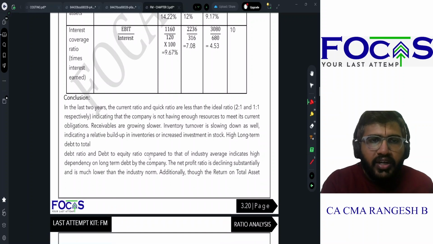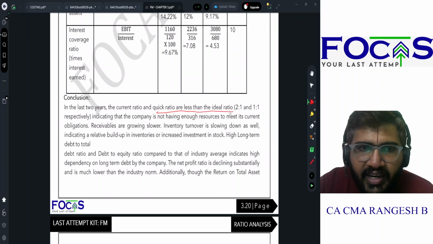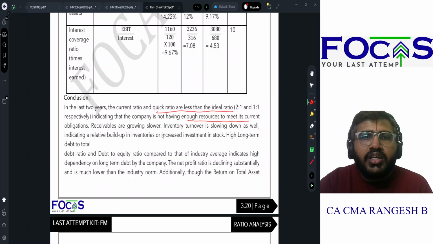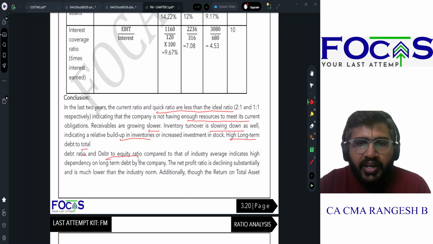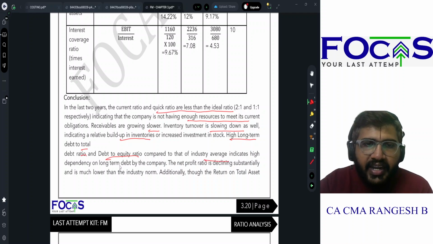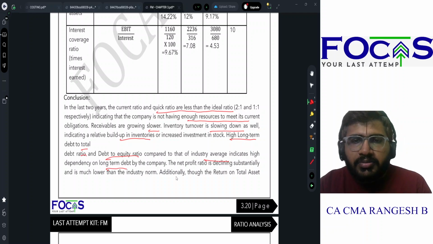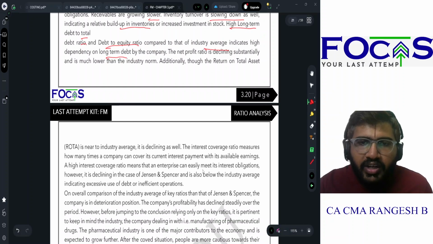So conclusion என்ன எழுதுறோம்? In the last 2 years, the current ratio and quick ratio are less than the ideal ratio, indicating that the company is not having enough resources to meet its obligations. Receivables are growing slower and inventory turnover is slowing down as well, indicating a build-up of inventories. High long-term debt to total debt ratio and debt equity ratio compared to that of the industry average indicates high dependency on long-term debt. The net profit ratio is declining substantially. Although the return on total assets is near to the industry average, it is also declining.